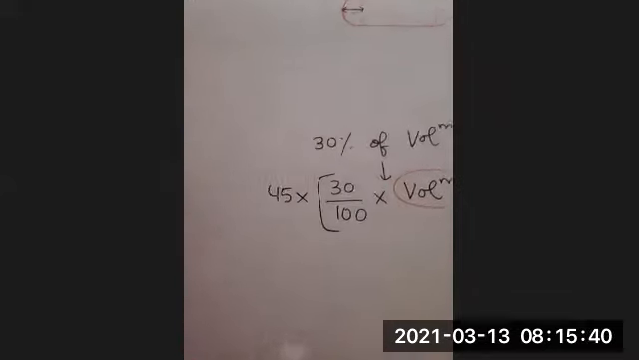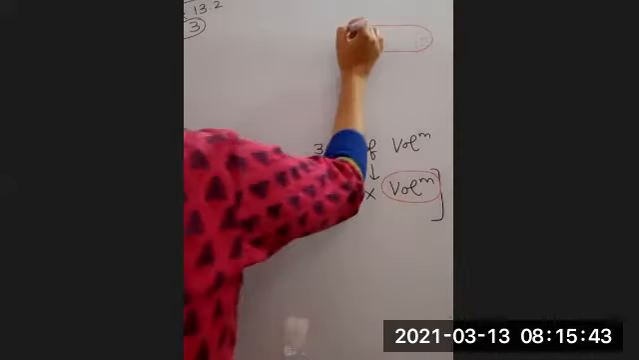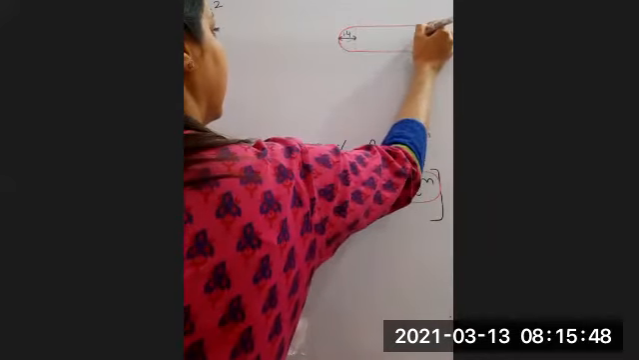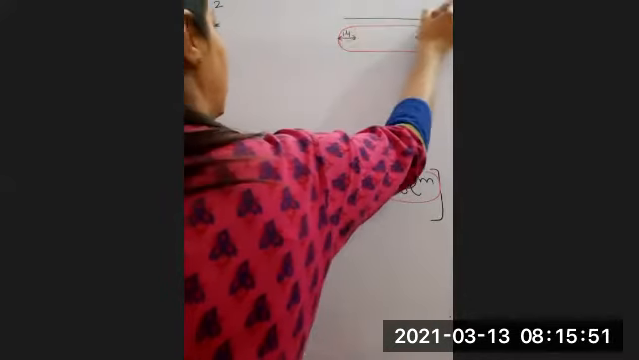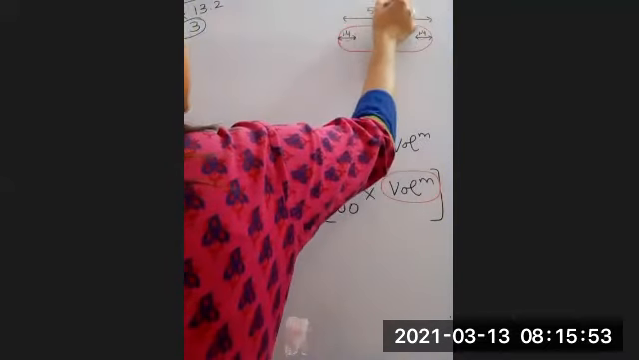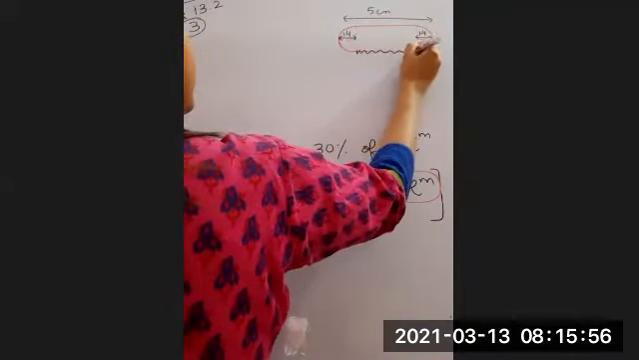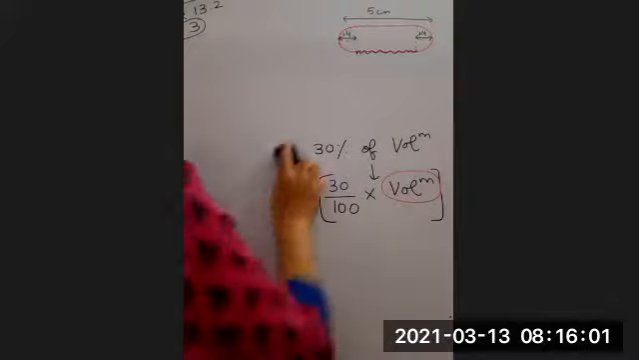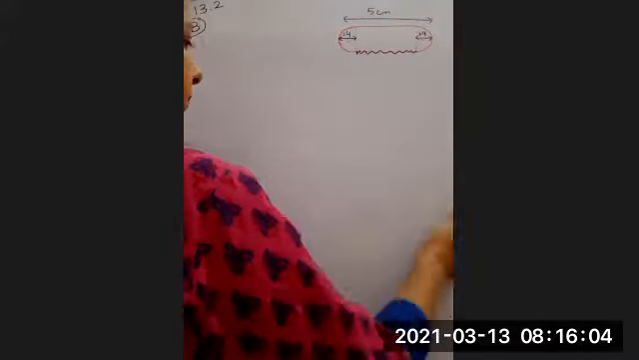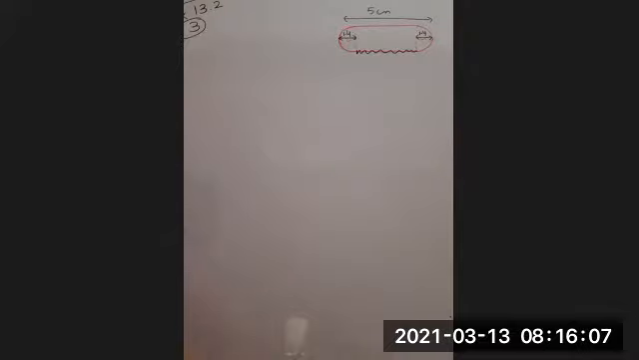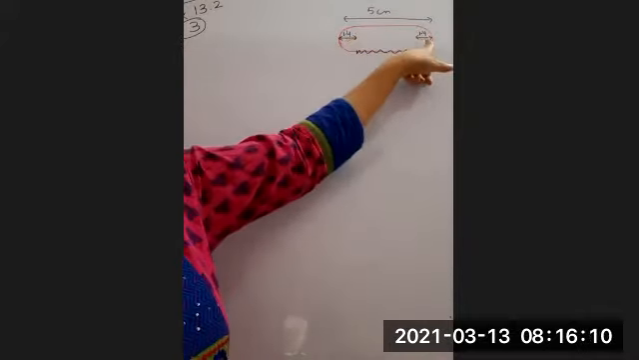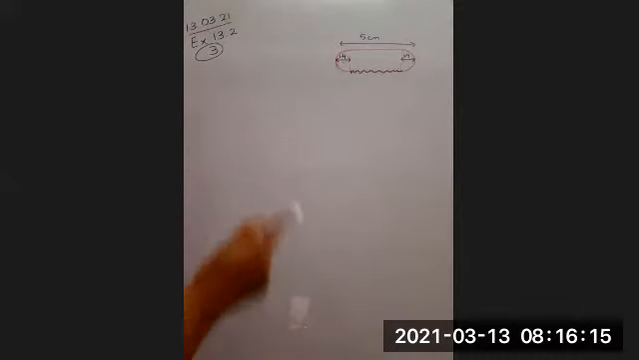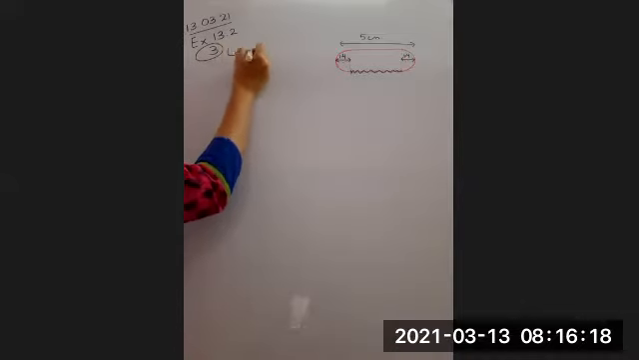1.4, 1.4, 0.4. Likewise, this should be 1.4. Total length is 5. So can we find the length of the cylindrical part? Yes, ma'am. 5 minus 1.4 and then again 1.4. So that will give me 5 minus 2.8, which will be equal to? 2.2.